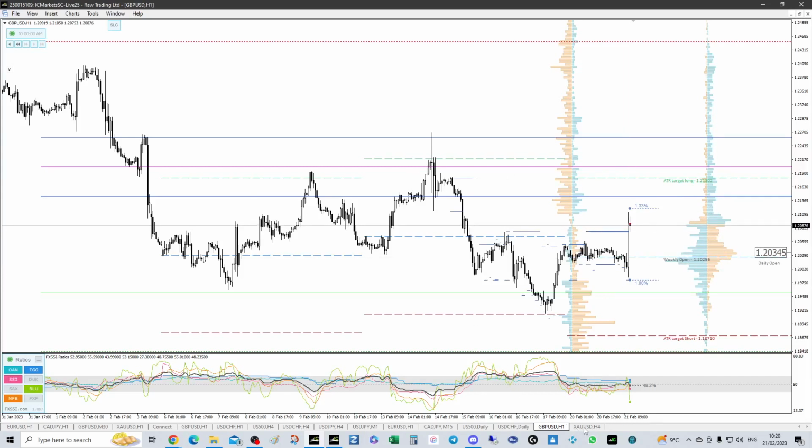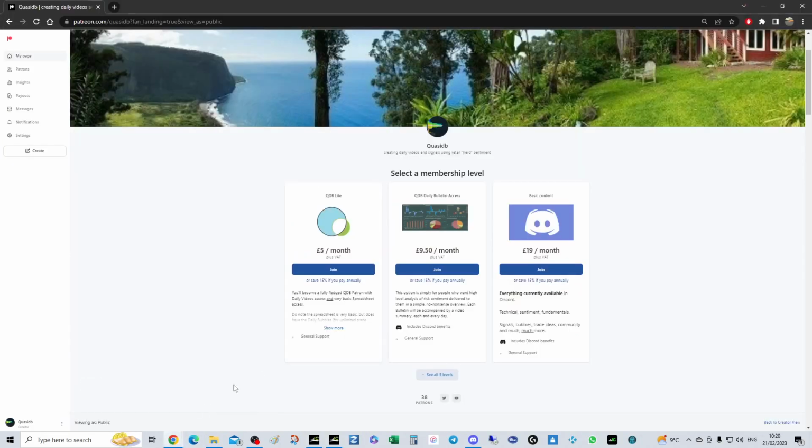We'll look at gold as well, and currencies, the major pairs, the dollar pairs. But we can also look at yen pairs as well. But currently we don't look at the yen because no one's requested it. So that's what the daily videos do. We look at the dollar pairs and we look at targets and trade ideas based off that, which is quite cool. And then secondly, on this QDB Lite tier, you'll get access to a very basic spreadsheet, which I'll show you.